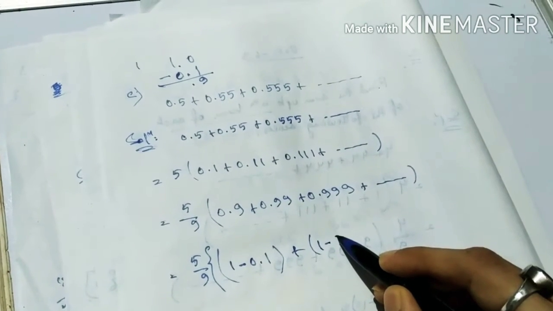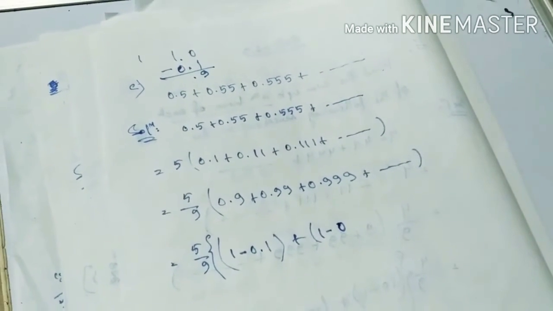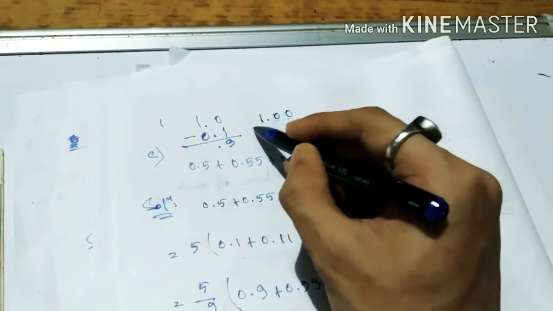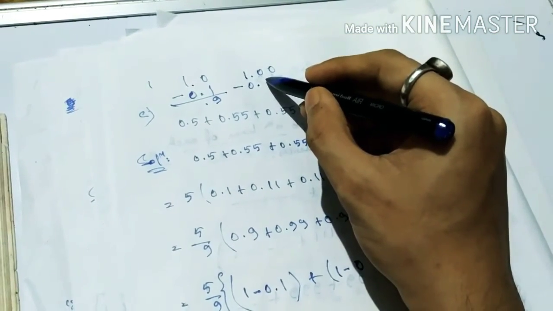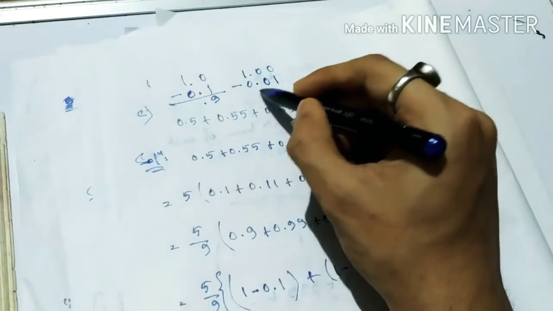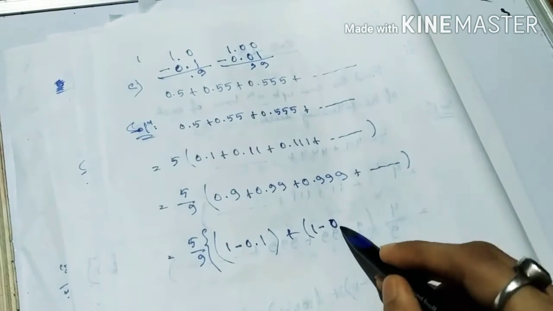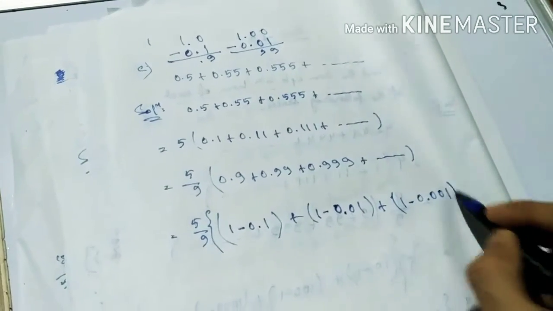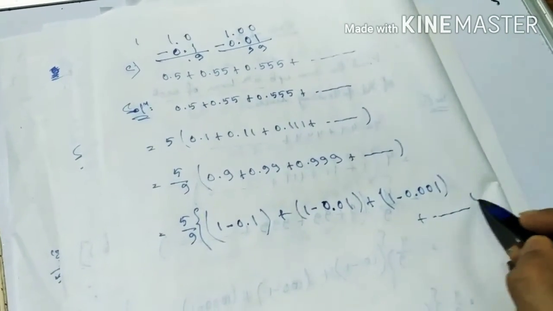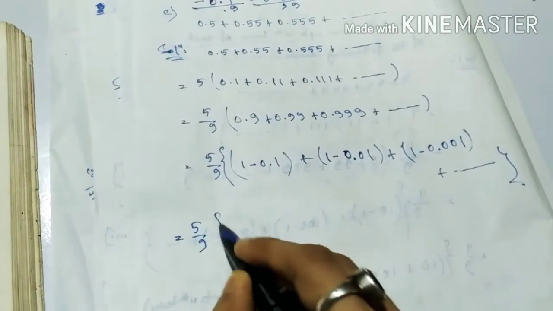So this will be 0.99 there, yes. So 1.00 minus 0.01, and this is 0.99. Then 1 minus 0.001, yes, plus dot dot dot. Understand? So now this is equal to 5 by 9.